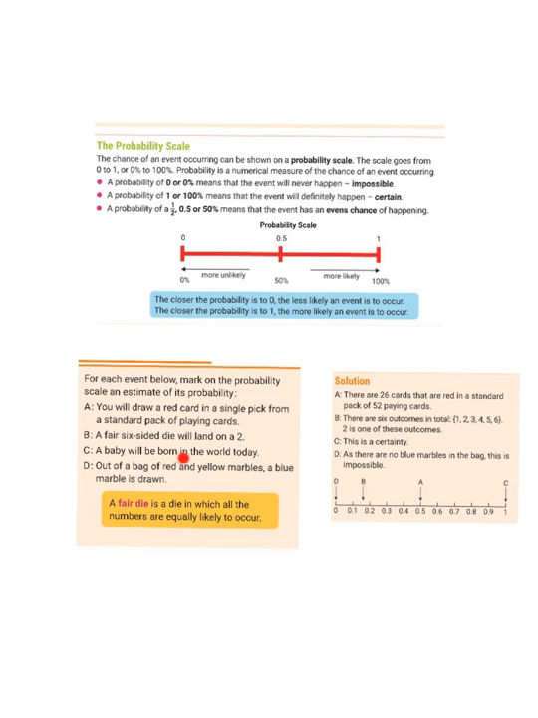A baby will be born in the world today. It is certain that a baby is born, so we put that as a 1. That's a certain, so it would go at 1. Out of a bag of red and yellow marbles, a blue marble is drawn. There are no blue marbles in the bag, because it only says red and yellow, so that's impossible. Impossible will go at D.